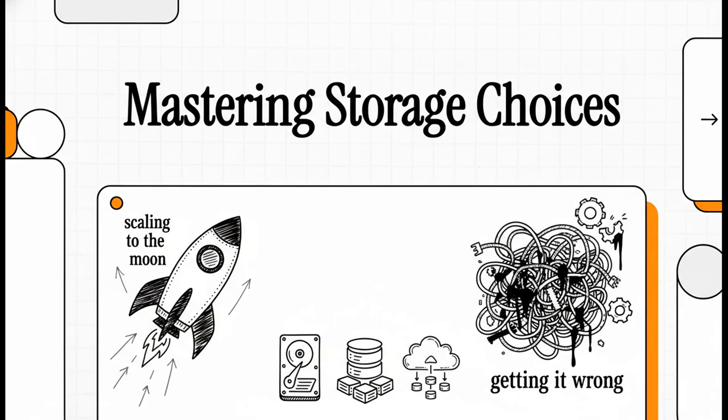All right, let's dive into one of the most critical decisions in all of system design, storage. If you get this right, your application can scale to the moon. But if you get it wrong, well, things can get really messy really fast.